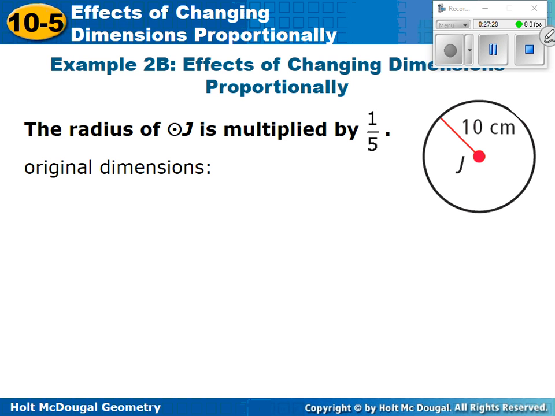This time, same directions. What happens to the perimeter and the area if what? What are we doing to it? Okay. The radius is being multiplied by 1/5. Okay, so before we work it, I'm going to take some guesses. What do you think is going to happen to the area if it's multiplied by 1/5? It's going to be multiplied by 1/5.